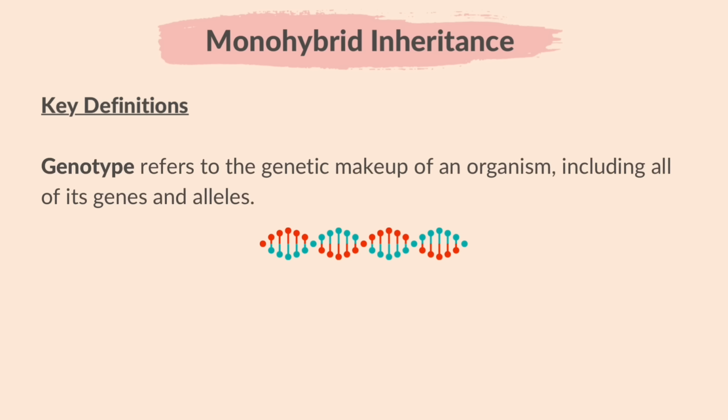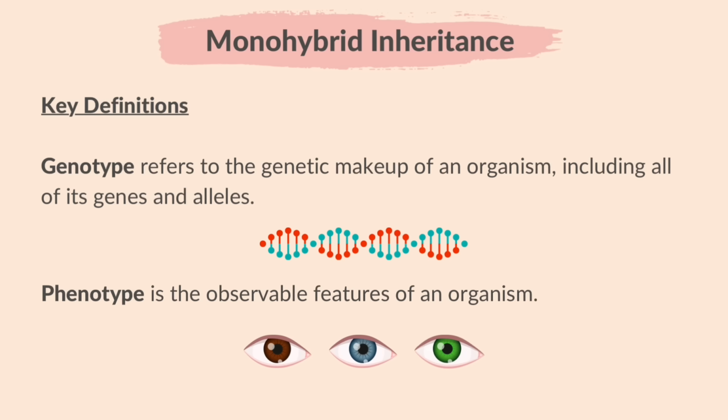Genotype refers to the genetic makeup of an organism, including all of its genes and alleles. It represents the combination of inherited genes that determine an organism's characteristics. Phenotype is the observable features of an organism. So it can be a feature that we can see, like eye or hair color, or it can be a feature that we can find, like blood type.